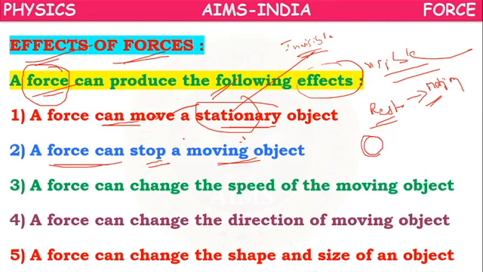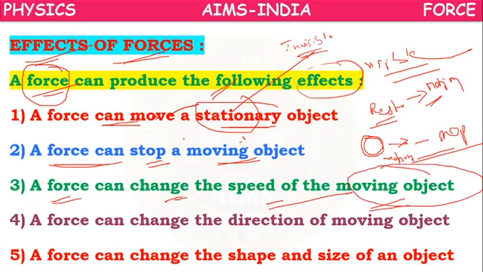If the object is already moving, already in motion, then the force can stop it. A force can change the speed of the moving object. For the moving object, it may increase the speed, it may decrease the speed. A force can change the direction of a moving object. Or a force can change shape or size of an object.